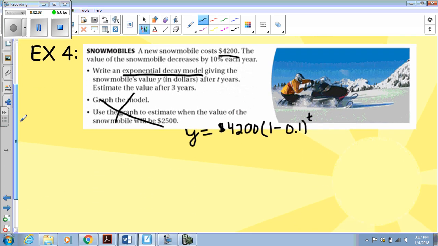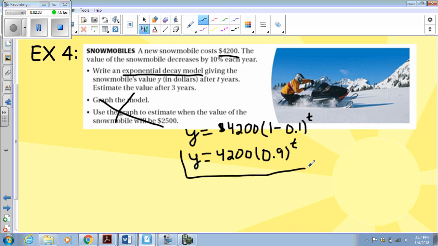Now when we write our model, we have to make sure we simplify it all the way. So we do 4,200. And then we do our 1 minus 0.1. That's going to give us 0.9 in this case. Now we know this is a decay model because our b value is less than 1 but greater than 0. So this is going to be our decay model right here.